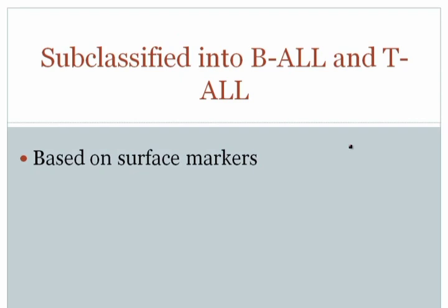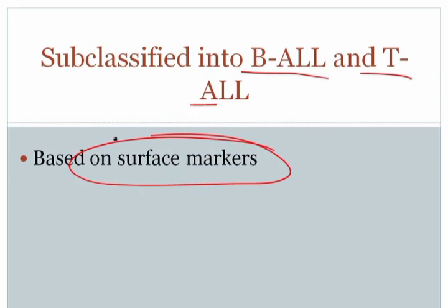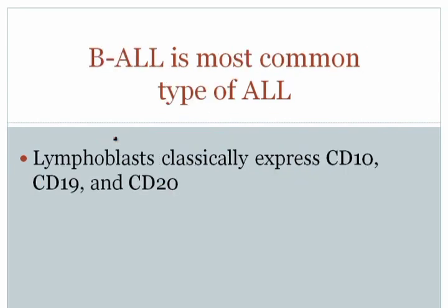And this is important because it also has some clinical ramifications. As I say here, ALL can be subclassified into B-ALL and T-ALL, and we base that on surface markers. In other words, both B-ALL and T-ALL will have TDT positivity. That allows it to be called an ALL, but the surface markers will distinguish the two. B-ALL is the most common type of ALL, and the classical surface markers are CD10, CD19, and CD20. These are the classic markers seen in a B-ALL.